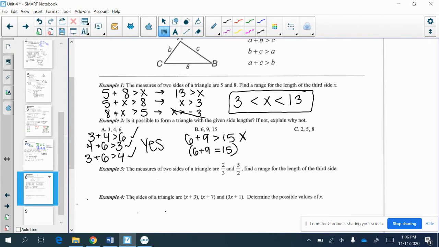And then our next one. Start with your first two numbers. So 2 plus 5 greater than 8? 2 plus 5 is 7, so no. 7 is not greater than 8.